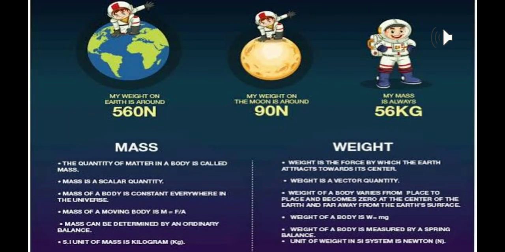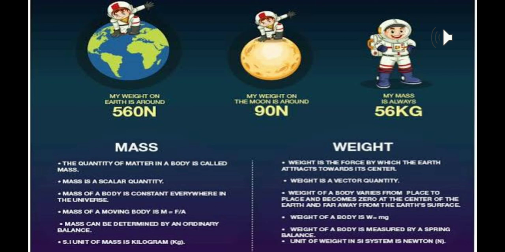Okay, so now here we have some differences between mass and weight, which you have already studied in your lower classes. Very fast, we'll revise this. Mass, the quantity of matter in a body is called mass. Weight is the force by which the earth attracts the body towards its center. Mass is a scalar quantity. Weight is a vector quantity. Why? To define weight, we have to see in which direction acceleration due to gravity is acting. So that it is a vector quantity.